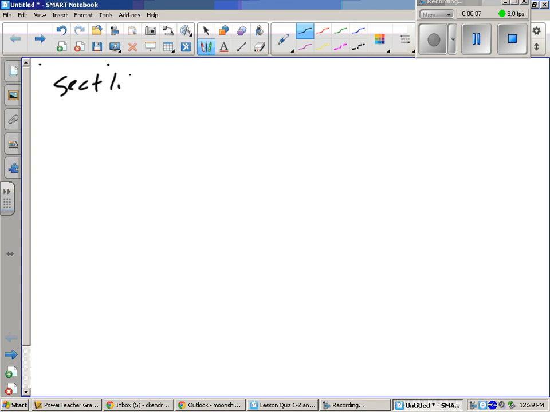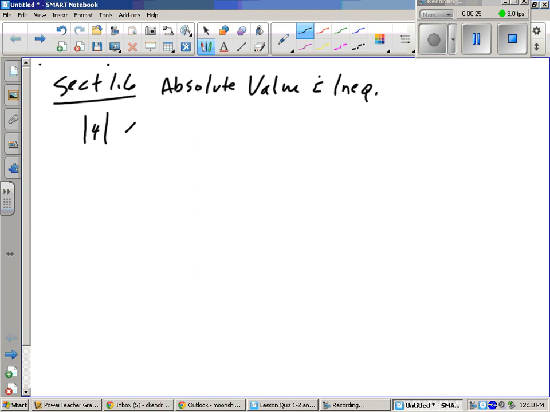Today is section 1.6, and we're going to talk about absolute value and inequalities. Now, we did talk about inequalities last time, so we're going to add in absolute value. Quick reminder, absolute value of 4 is just 4. The absolute value of -4 is 4. The definition of absolute value is just the distance from 0. Both of these have a distance of 4 from 0.